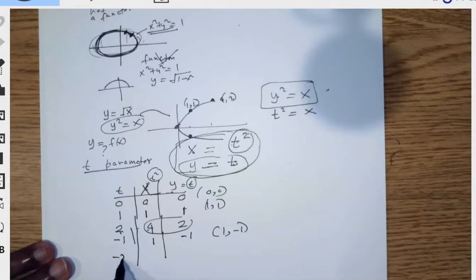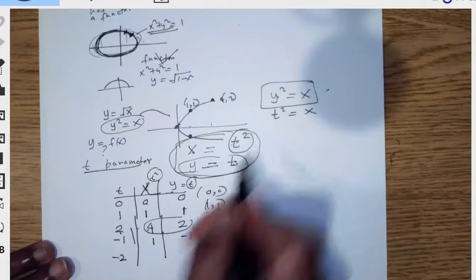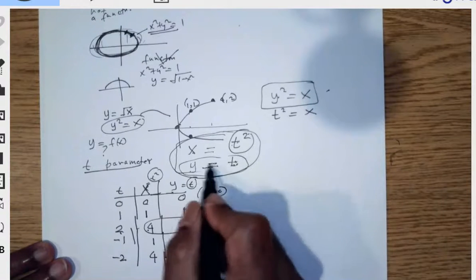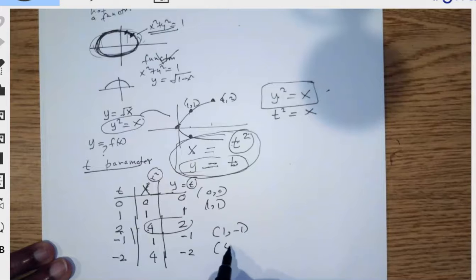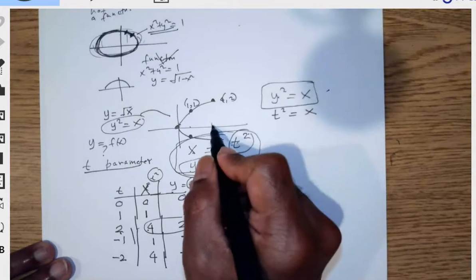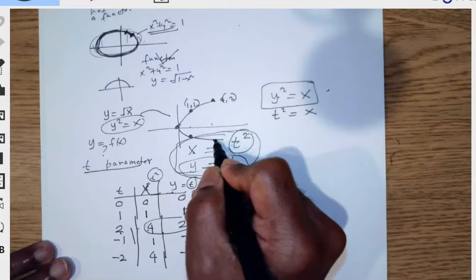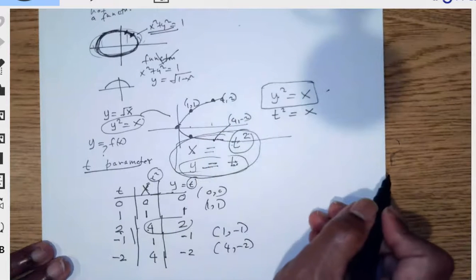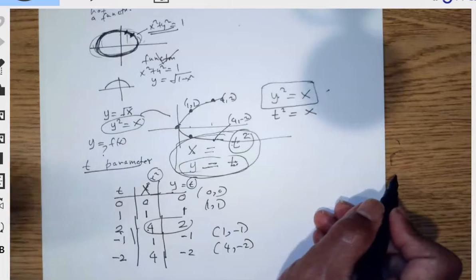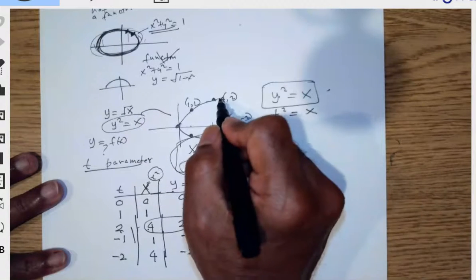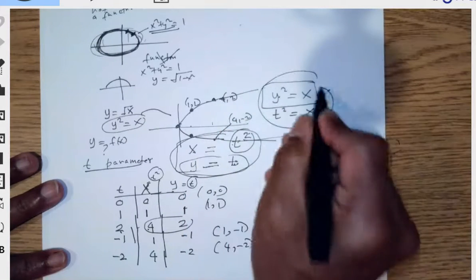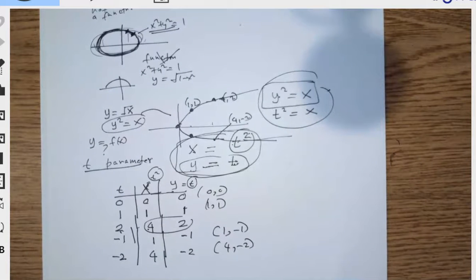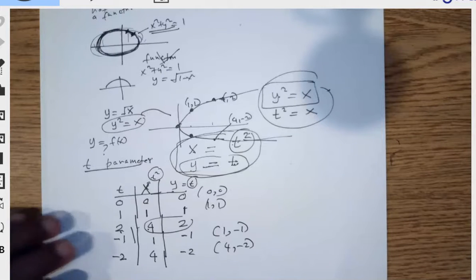And now if you put t equals negative 2, you get x is equal to t squared, which is 4, and y is equal to t, which is negative 2, and you get (4, -2), which is nice too because you get this point below. So as you change t to positive and negative values, you can actually get the entire parabola. This is a pretty cool representation, right? That's a parametric representation of a full parabola.